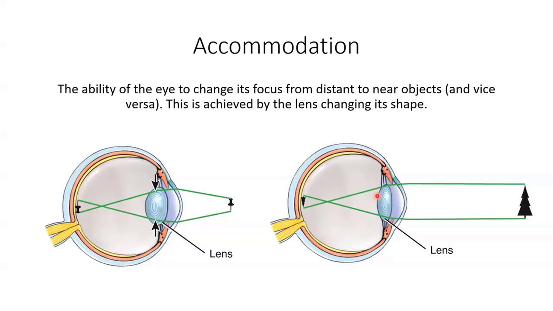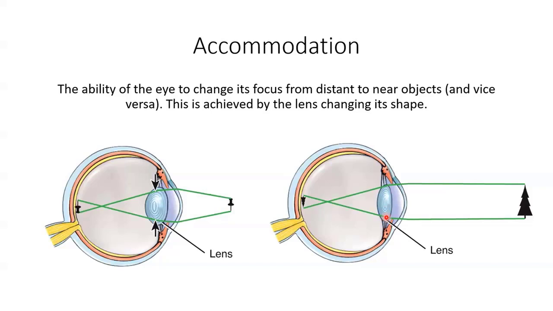Now, accommodation is controlled by our ciliary muscles, which adjust the shape of the lens to achieve proper focusing. When the lens is more round, to view images up close, the ciliary muscles contract, which actually loosens the ciliary processes and the lens becomes more rounded. When the lens is flatter, to view images further away, the ciliary muscle is relaxed, which pulls those processes tight, and the lens is stretched out.